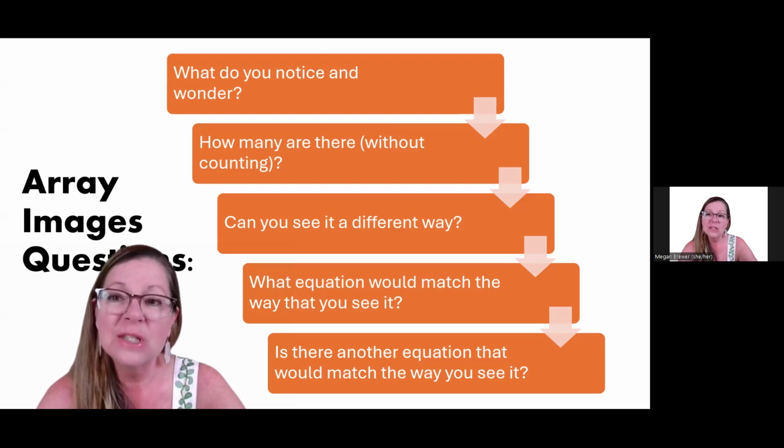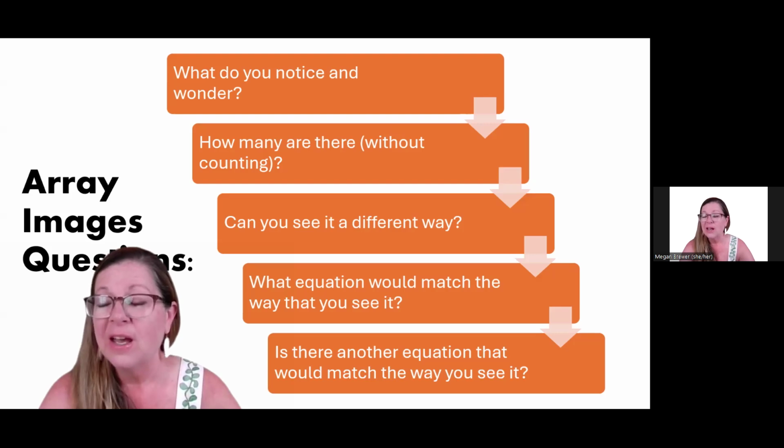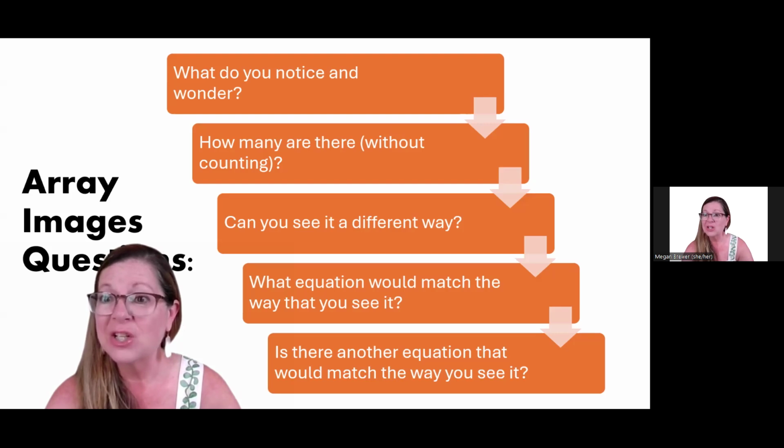We might ask, can you see it a different way? What equation would match the way you see it? Is there another equation that would match the way you see it? And here's even a bonus question. If a student presents an equation that another student didn't come up with, can you push yourself to see how their equation also matches the picture and how? So once you get in the swing of doing this math routine, you'll come up with other questions too as they relate to the image. Let's look at one of these images.